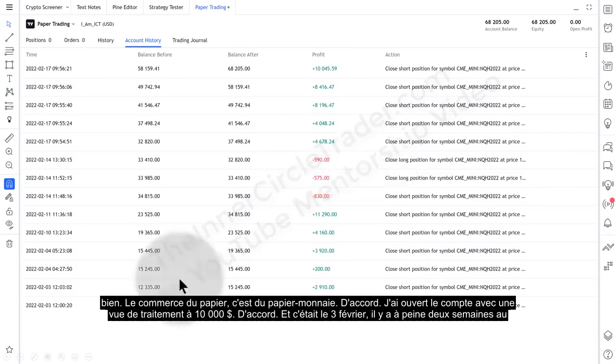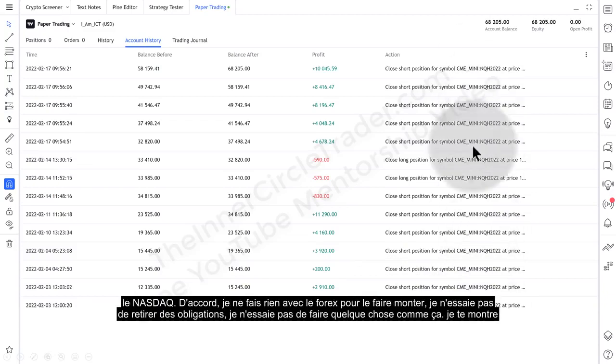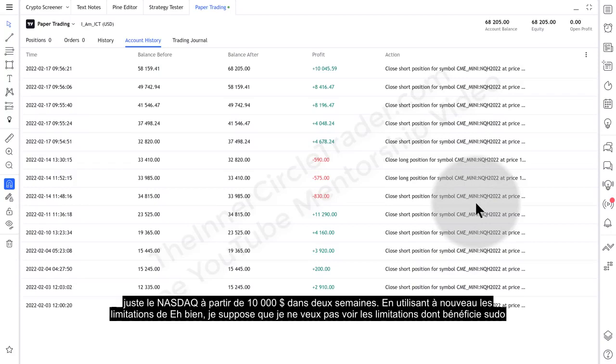Okay? I started the account with TradingView at $10,000. Okay? And that was on February 3rd. Just 2 weeks ago. To the day. So 2 Thursdays ago, I started this and set the account to start with $10,000. Then I started trading it, and you can see the positions here with just the NASDAQ. Okay, I'm not doing anything with like Forex to make it go up. I'm not trying to pull out bonds. I'm not trying to do anything like that. I'm showing you just the NASDAQ.